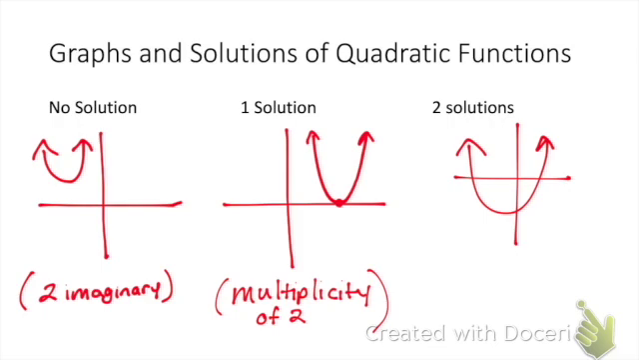Because we're dealing with quadratics, I know I must always have two solutions. It could either be two reals. It could be one real with a multiplicity of 2. It could be no reals, which then means I have two imaginary. Does that make sense? Okay.